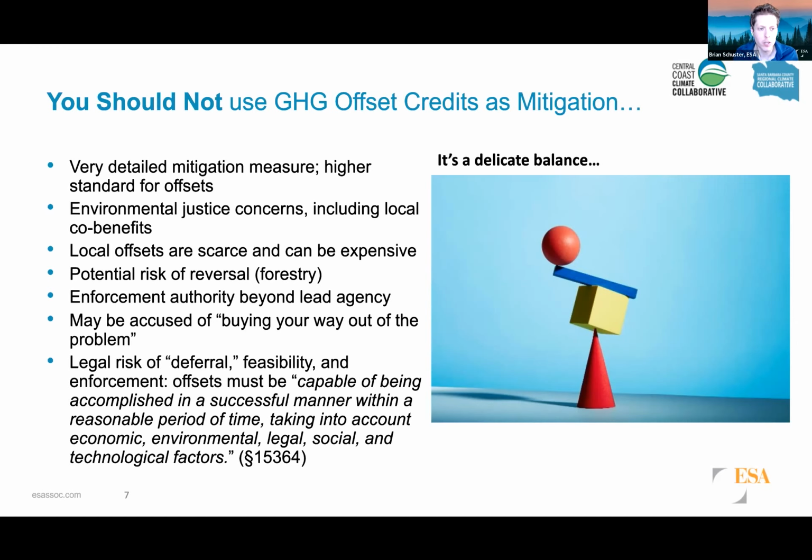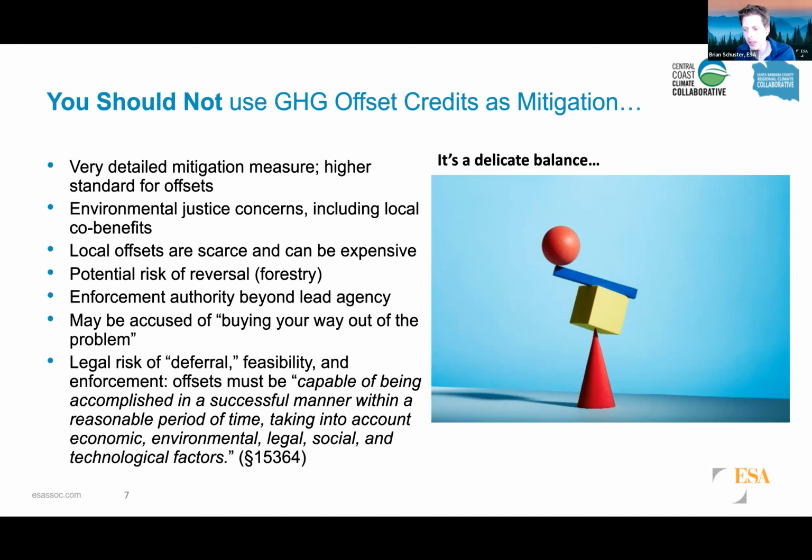So this is one concern, and a valid concern, that a lot of people raise. Local offsets are scarce and can be expensive. So if that's your priority, then it may not be possible to mitigate locally. There is some risk of reversal on the forestry side, and I won't go into detail because I'm not an expert on these things, but the offset registries do have buffer pools and other backstops to cover any reversals. But there are some valid concerns as far as permanence goes for certain offset projects. Others, like landfill methane capture, it's not as much of a concern.